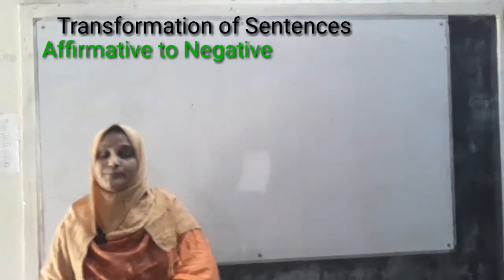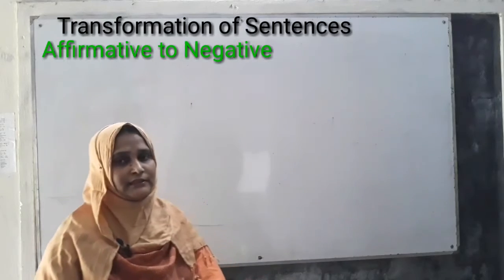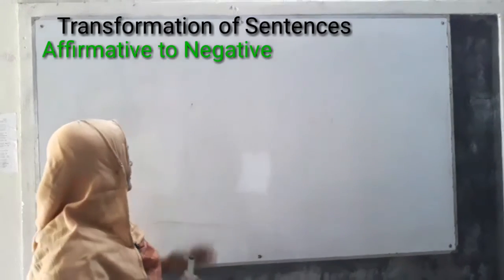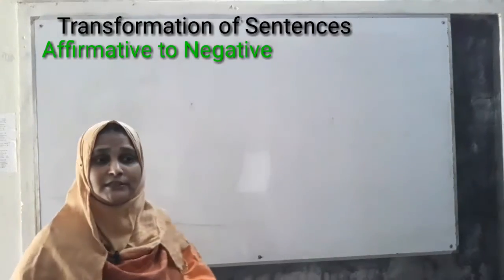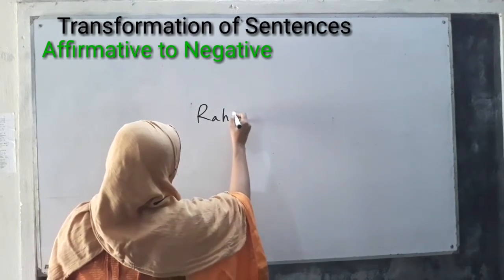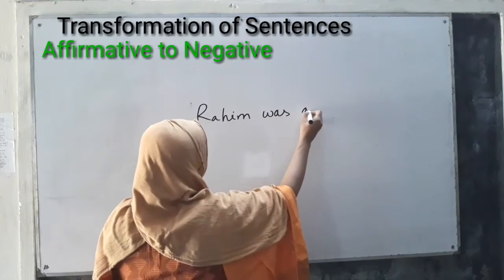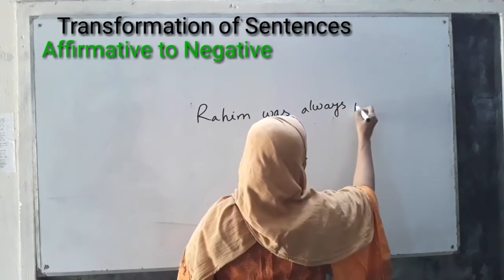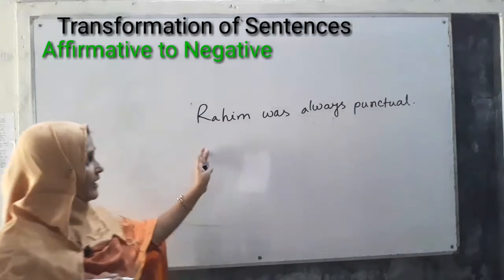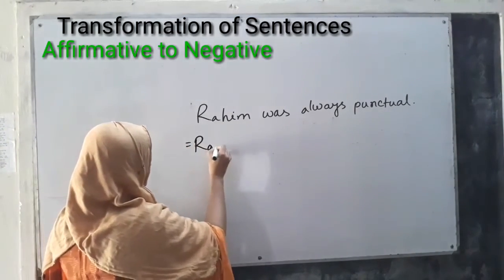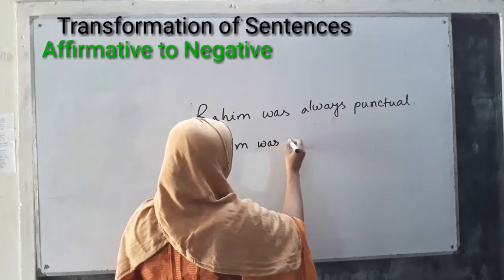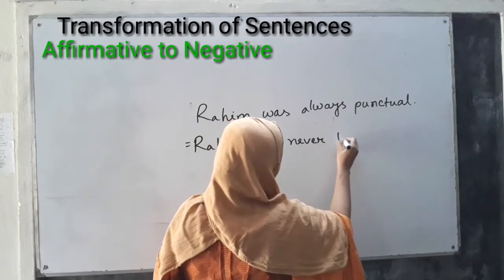Next rules. To make an affirmative sentence negative, we always put "never" instead of "always", and the opposite of the affirmative word. Example, Rohi was always punctual. We can write, Rohi was never late.